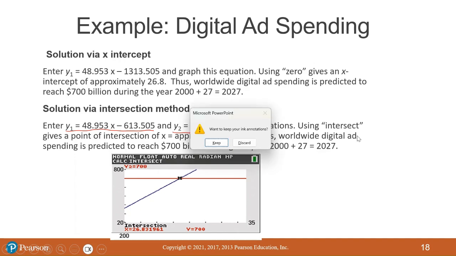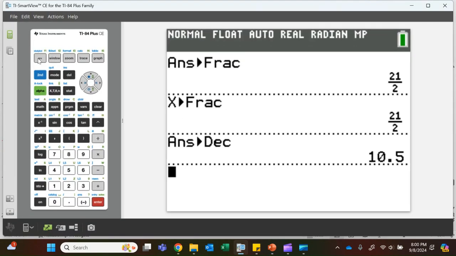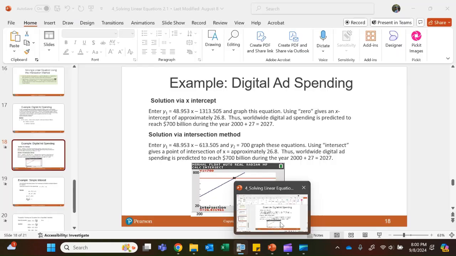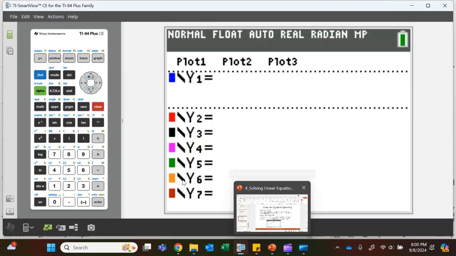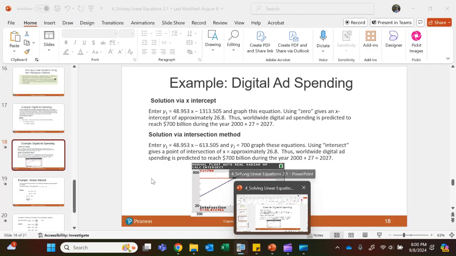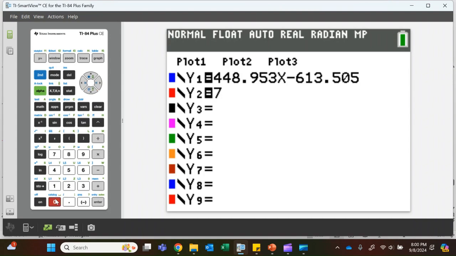So I'm going to go over here to my graph. I'm going to put both of these in. Okay. Clear out that old equation I had in there. Put my first equation in, 48.953x minus 613.505. Then I'm going to let my y2 be 700.